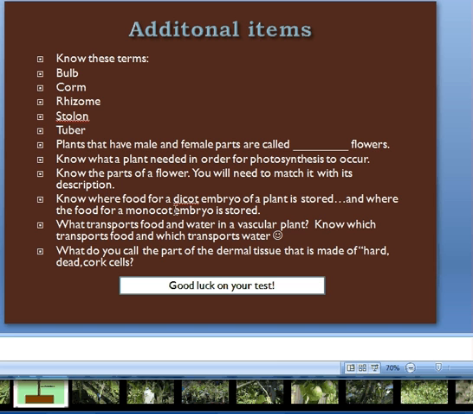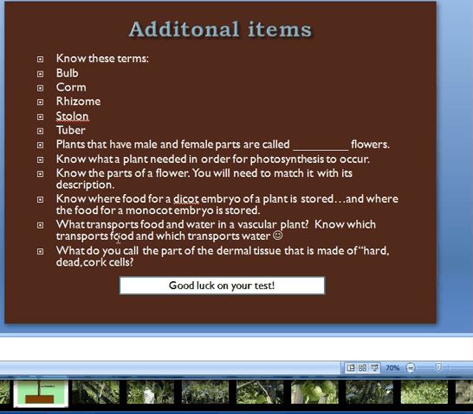Know the difference between a dicot embryo of a plant and a monocot embryo of a plant. And know where food for both is stored. So know where the food for a dicot embryo is stored, and know where the food for a monocot embryo is stored. Now, that di kind of gives you a little idea about what we're talking about when we're talking about dicots. I want you to research that. Di means two, mono means one. So dicot has something to do with two of something. Monocot has to do with one of something.